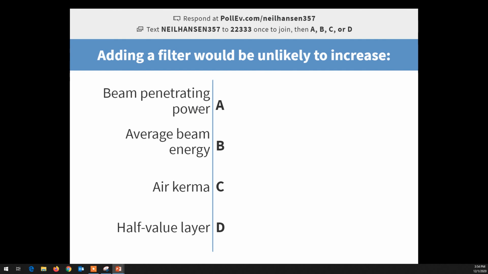It's also going to increase the average beam energy, and it's going to increase the half value layer of the material that you're going to use to try and prevent it from going through. The only thing it won't increase is air kerma. So air kerma is just a fancy way of saying the overall amount of radiation. The overall amount of radiation is going to be less because any filter essentially just removes radiation, preferentially the lower photon energies, but the air kerma will in fact decrease.